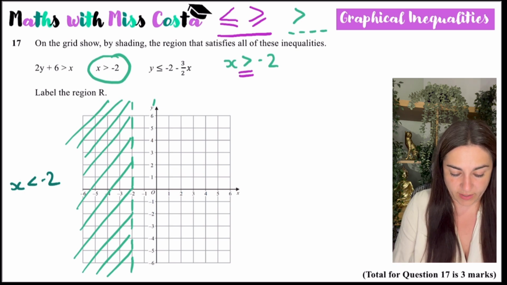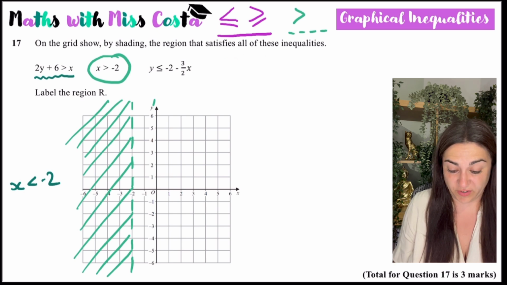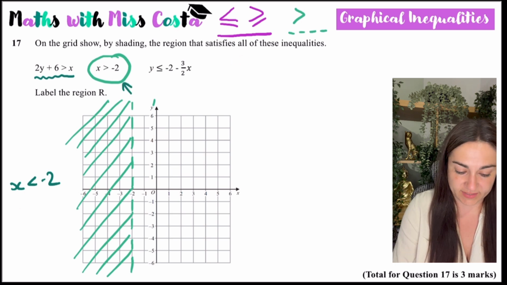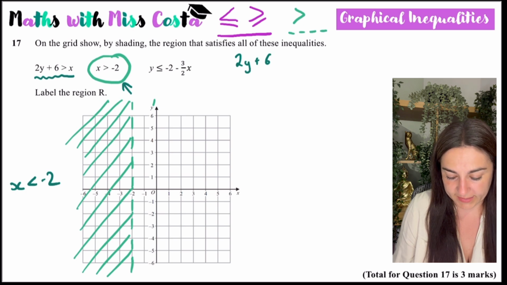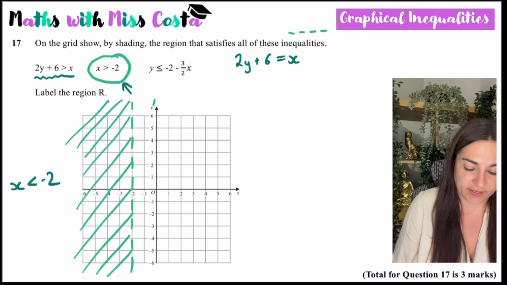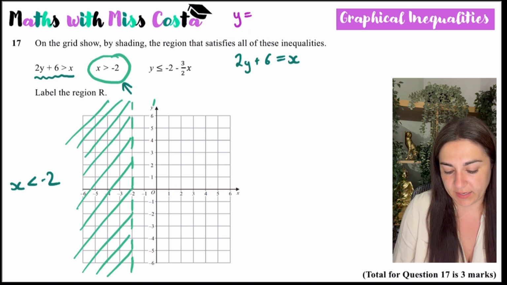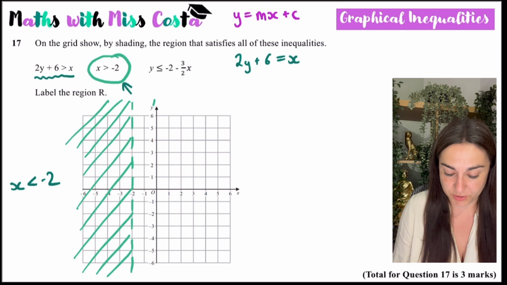Next, we could try this one. It doesn't really matter which one you do first. If you have a single one, like a vertical or horizontal one, like x equals or y equals, I'd always do that one first. It just makes your life easier. So we've got 2y plus 6 is greater than x. I'm going to turn it into equals x, just to turn it into an equation so I can draw it. And what you always want to do is to have each of your lines in the form y equals mx plus c. So you rearrange them so that y is the subject.